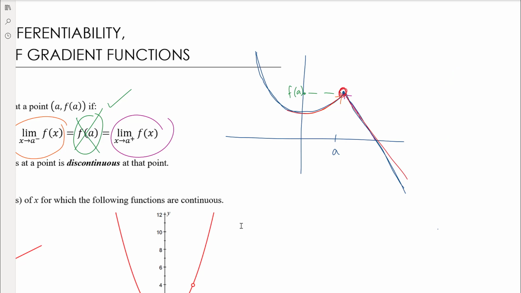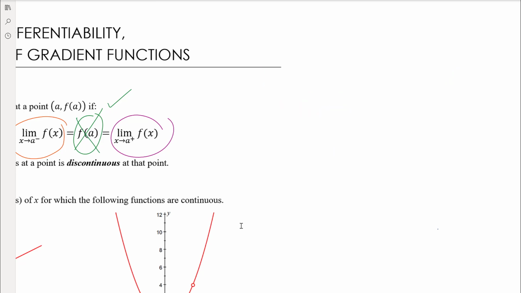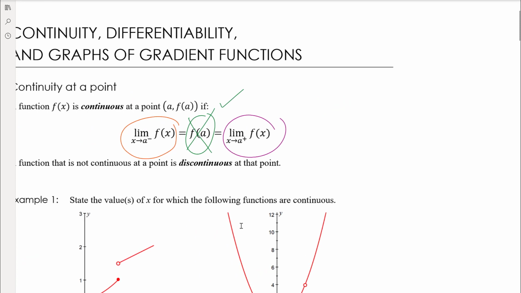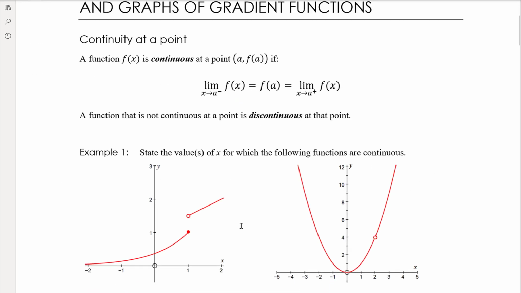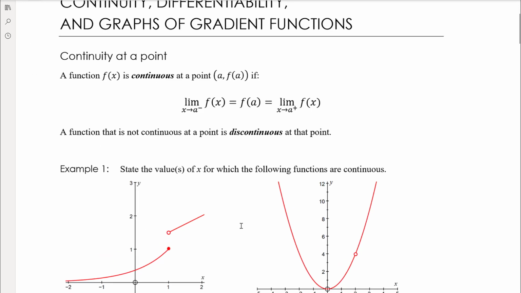So essentially, if you can draw the graph without needing to lift your pen at any point, it is continuous at all of those points. Any point where you must lift the pen to be able to continue on and draw the graph would be a point of discontinuity. The function is discontinuous at that point.